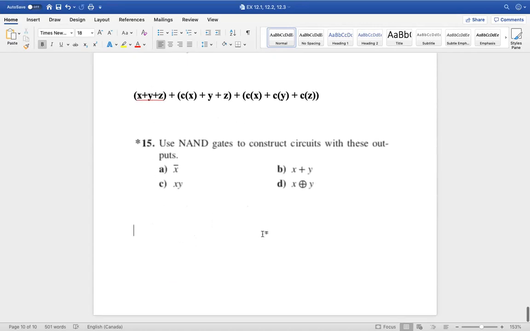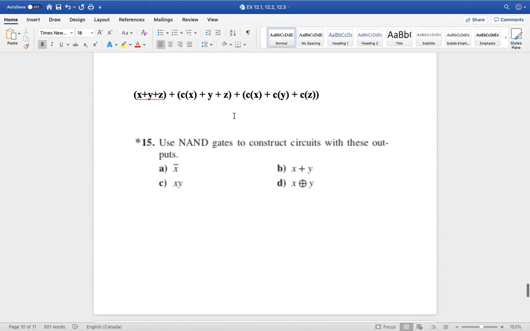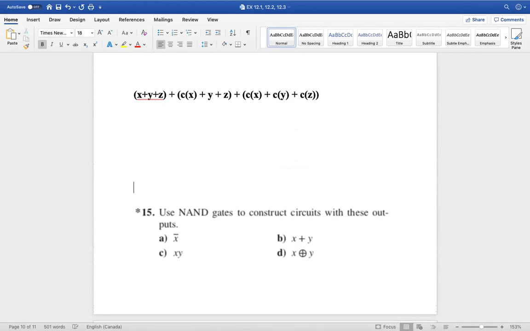All right, if no question, let's move on to the next one. Here we have: use NAND gates to construct circuits with these outputs. So we have to use the NAND gate to construct the output of these circuits. We will be drawing the circuit, but I have already got it for you.